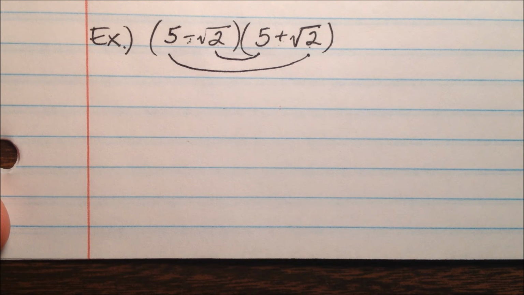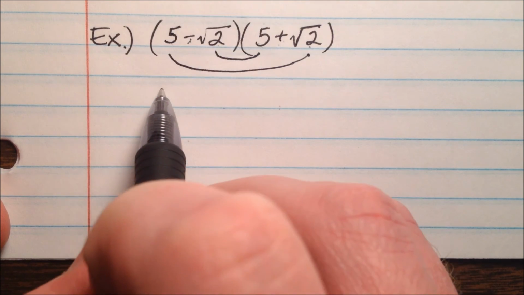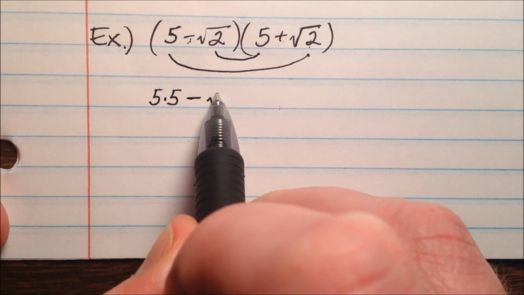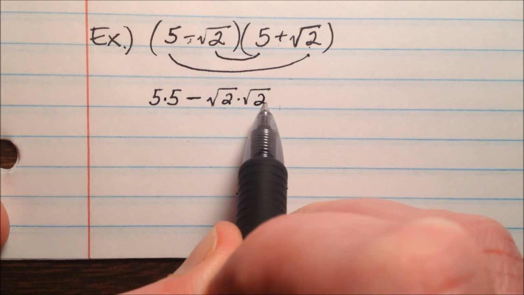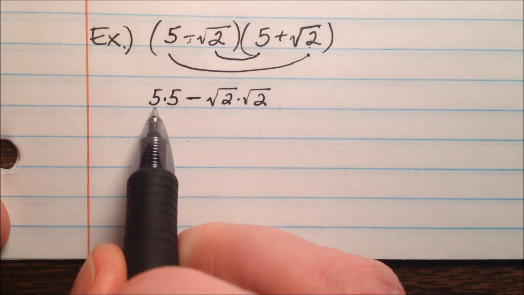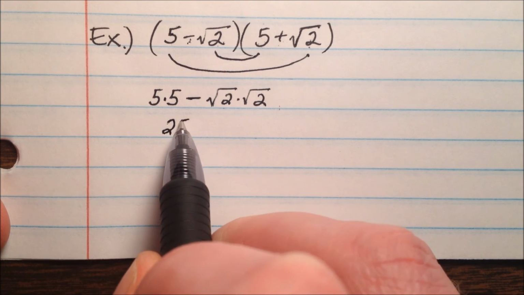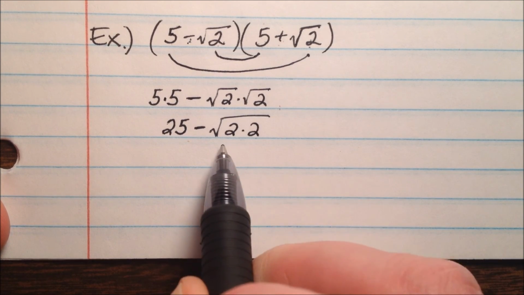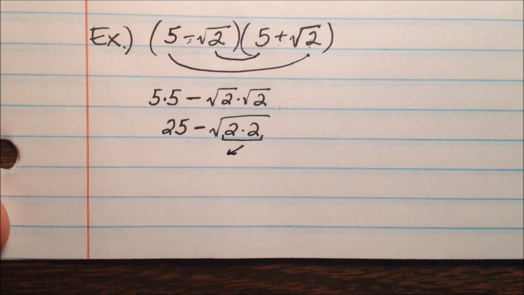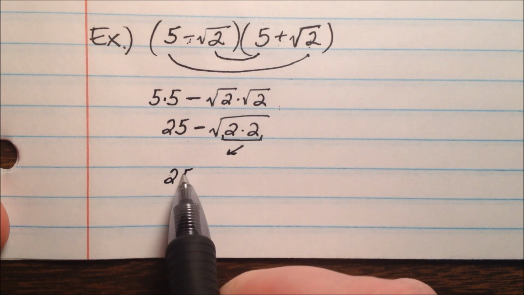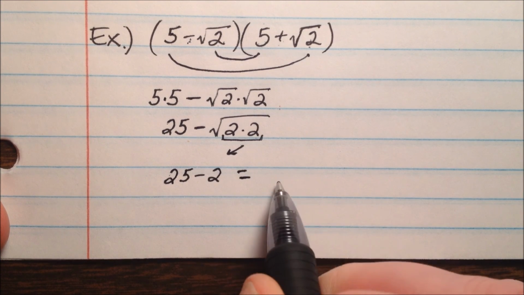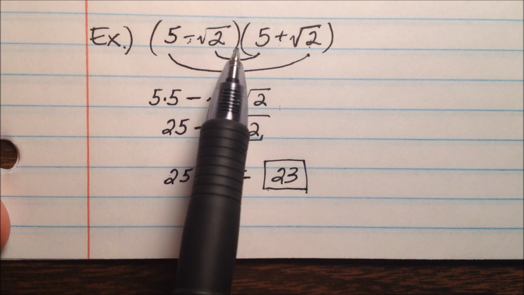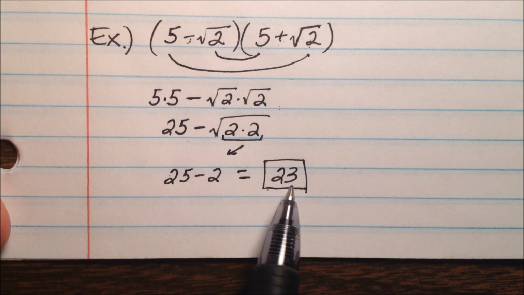So really the only thing that we care about are the first terms, 5 times 5, and the last terms, which will be minus radical 2 times radical 2. So in this case, we can say 5 times 5 is 25, minus, and then we have 2 times 2 on the inside together, which will pair up and come out. So it looks like it's going to be 25 minus 2, which will end up being just 23. So this is nice because all of our radicals went away and we were left just with an integer.